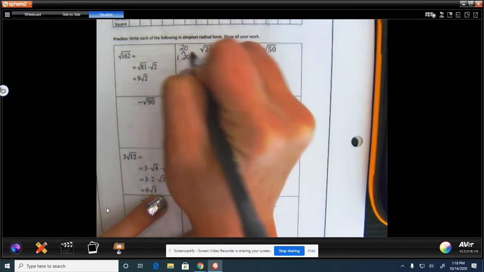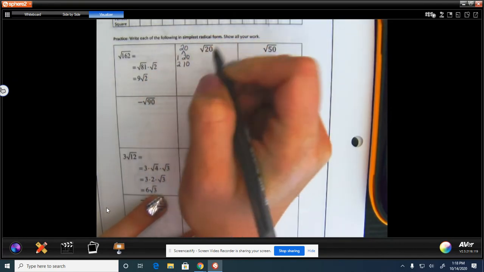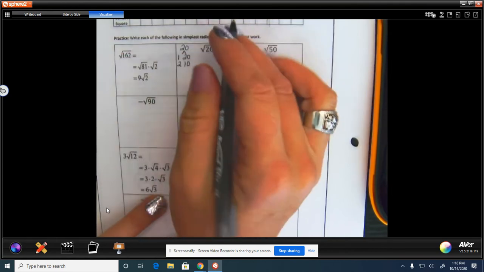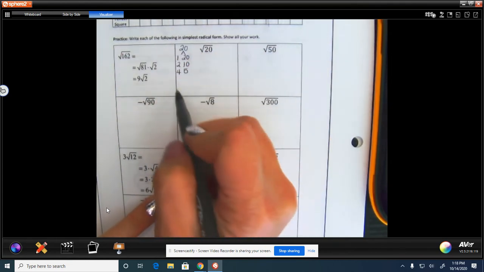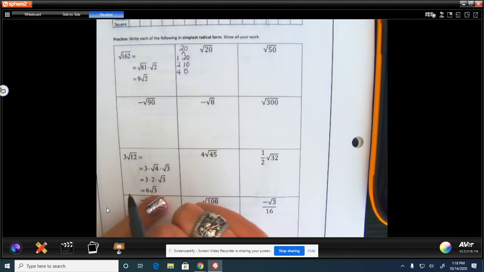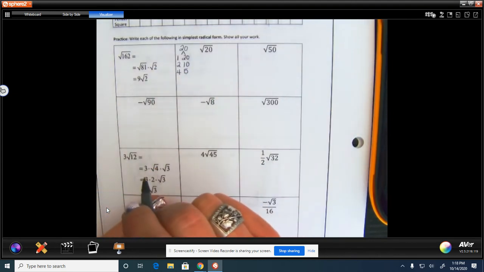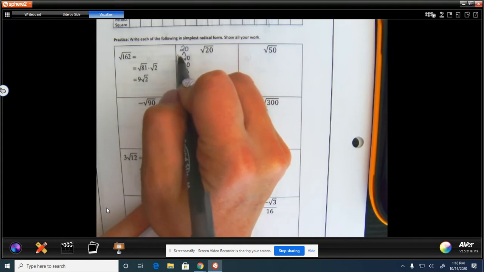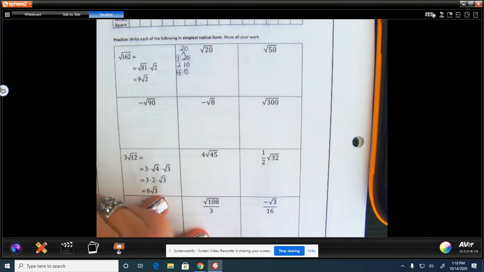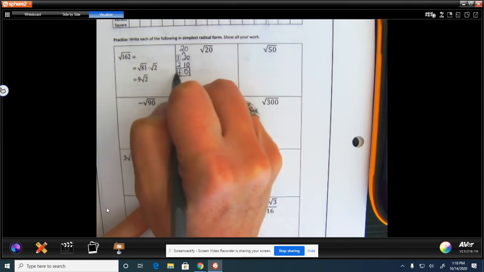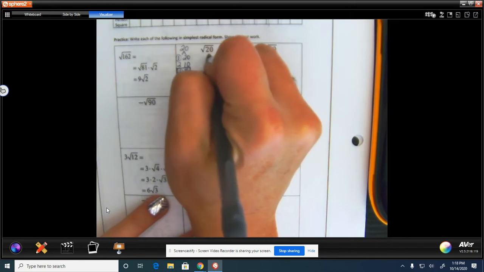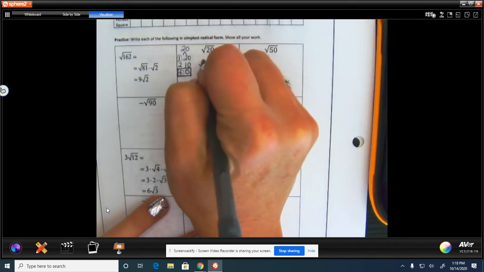So 20 divided by 1 is 20. 20 divided by 2 is 10. 20 divided by 3 is a decimal, no bueno. 20 divided by 4 is 5, and the next number we would try is 5. Since we've already used it, we know we listed all the factors. So now I circle my perfect squares. I've got 1 and 4, and figure out that the largest one was 4, which means we're going to use the pair 4 and 5 to break up this radical.